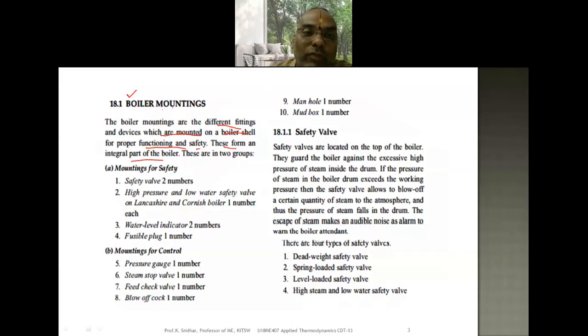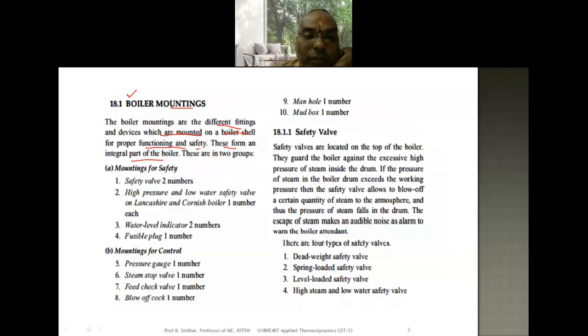First of all, you should know the difference between the boiler mountings and accessories. You should be in a position to explain the differences between the boiler mountings and accessories. Mountings are needed for the proper functioning and safety of the boiler, and these are an integral part of the boiler because they are mounted on the boiler shell. That's why they are known as boiler mountings.